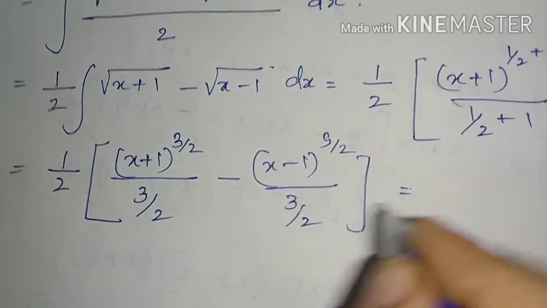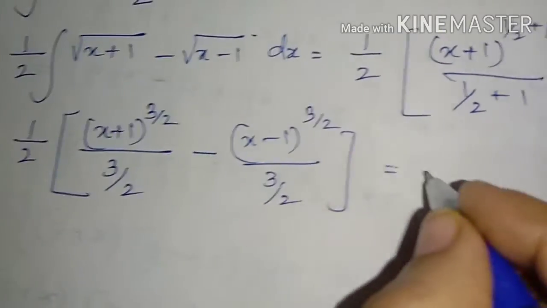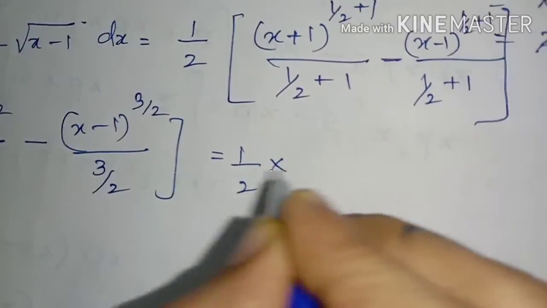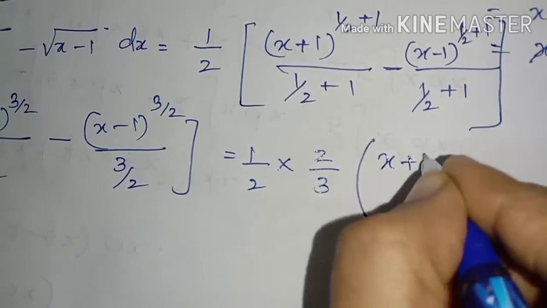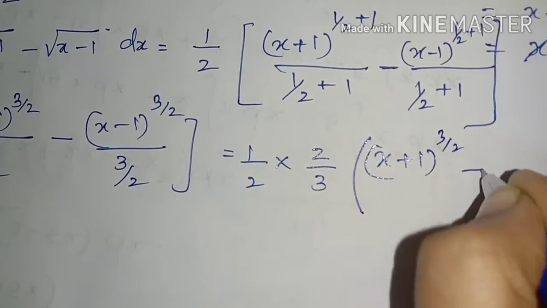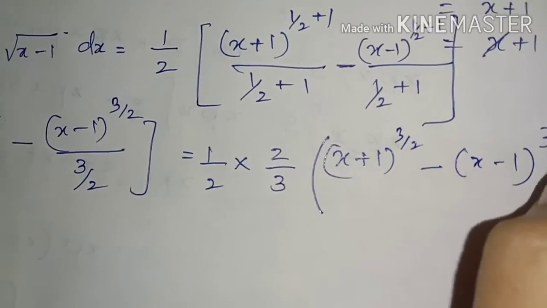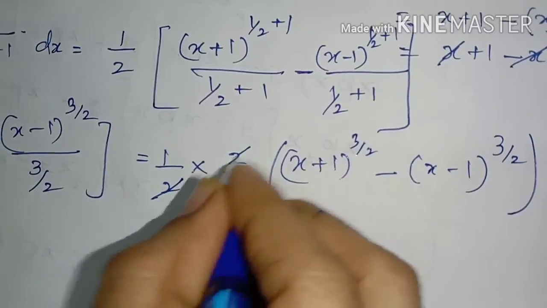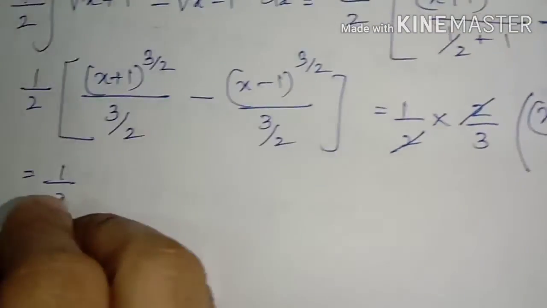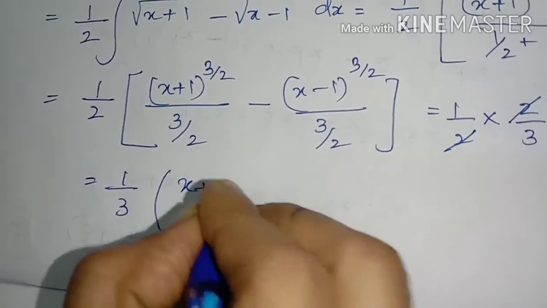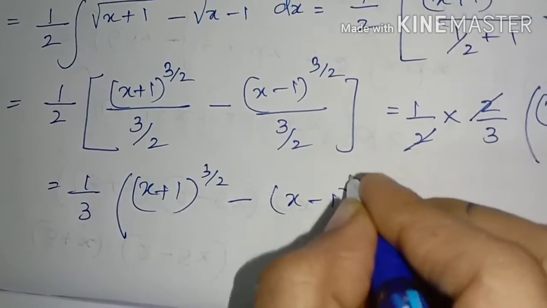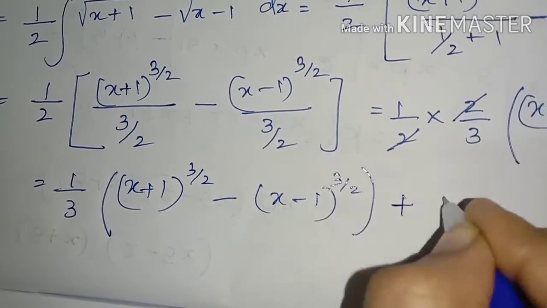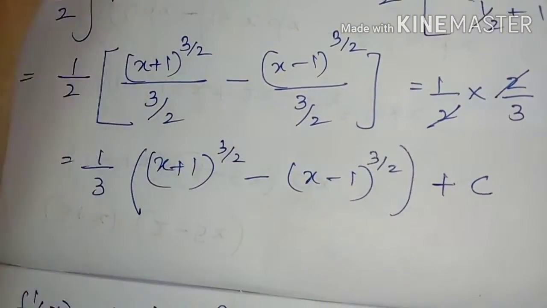So when you take the 3 by 2 denominator as common, with 1 by 2 outside, you will get 1 by 2 into 2 by 3 times x plus 1 the whole power 3 by 2 minus x minus 1 the whole power 3 by 2. The 2 gets cancelled, and you will have 1 by 3 times x plus 1 the whole power 3 by 2 minus x minus 1 the whole power 3 by 2 plus c. So this is the answer for this sum.